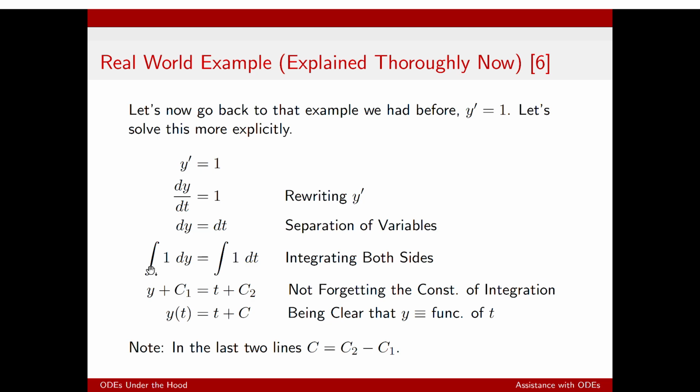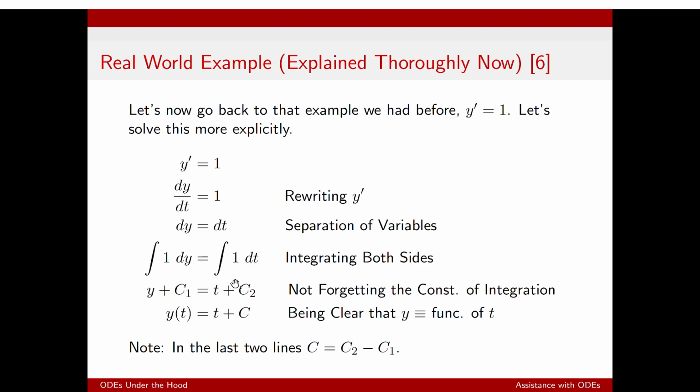Kind of makes it easier for my brain. So we have this integral of dy, integral of dt. Right? So we're just integrating both sides. Basic calculus that you've done before. And you should get y plus c1. Right? Don't forget the constant of integration. And t plus c2. So integral with respect to y, integral with respect to t. So the y comes out, the t comes out.